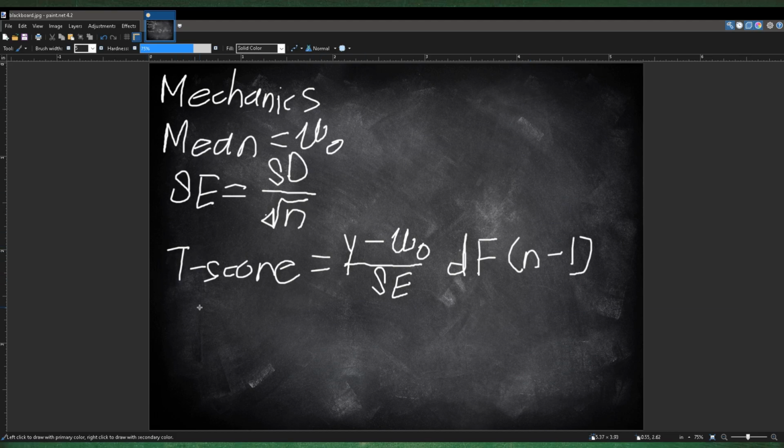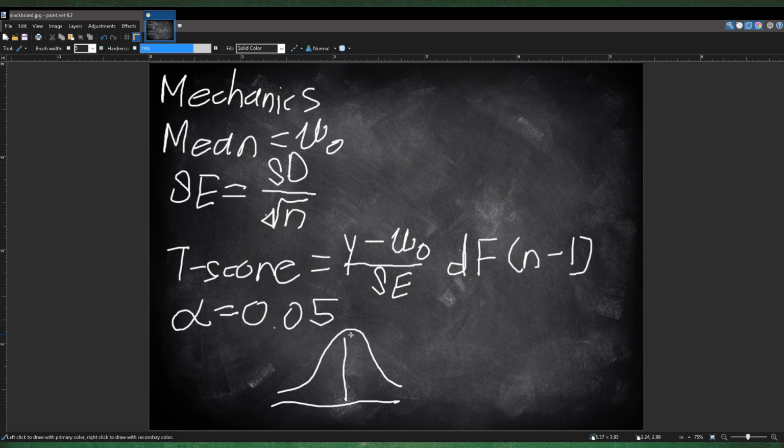And then you always have to write your alpha level. Your alpha level is usually 0.05, so just write 0.05. And then always when you're doing the mechanics, just draw a picture and label. So you have something like this as your T. It's a little bit more flattened out. It doesn't look like a Z test, but if it looks like a normal model, it should be fine. It doesn't matter either way.